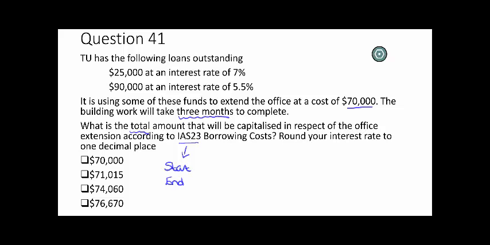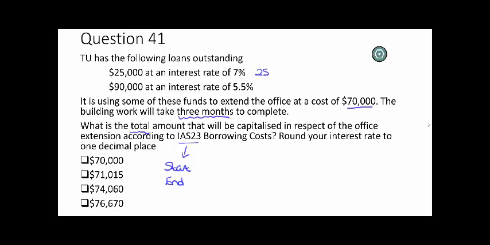The slight difficulty in this case is that we've actually borrowed 2 loans totalling $115,000, only $70,000 of which actually relate to this extension. So we need to go and work out what proportion of the loans relates to this project to then be able to calculate what proportion of interest should be capitalised.